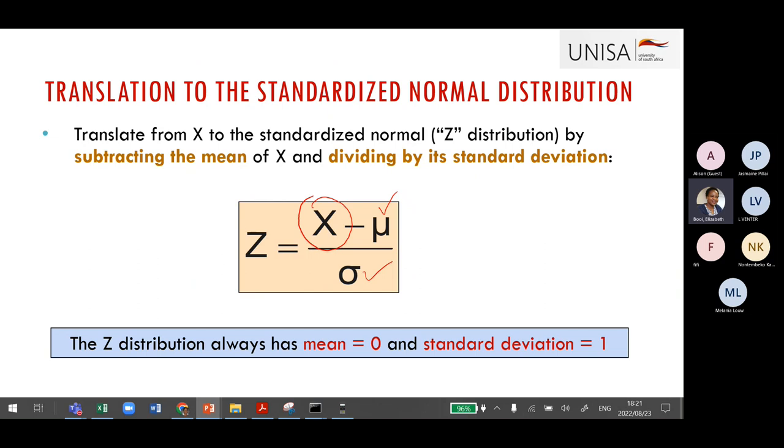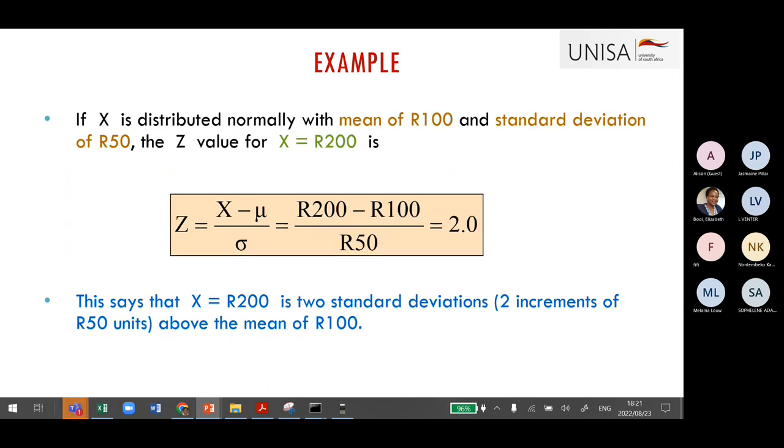And always remember that your Z-score is distributed with a mean of 0 and a standard deviation of 1. These are some of the properties that you need to know in order for you to answer some of the questions in your assignment and in your exam as well.